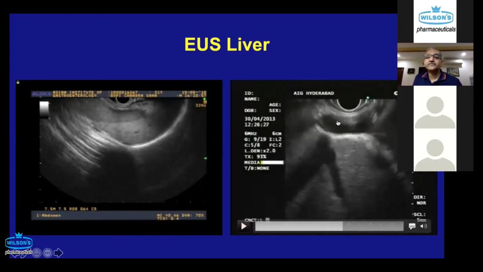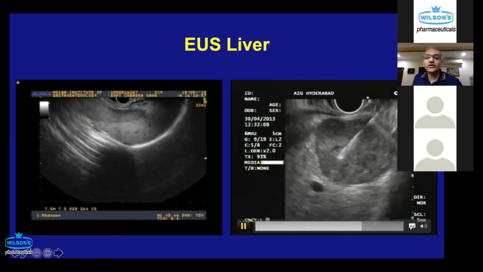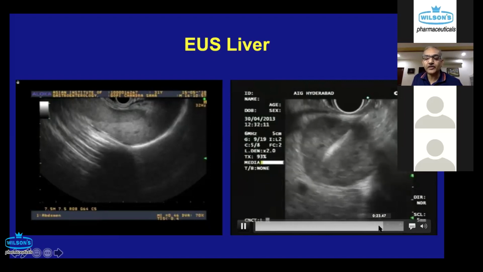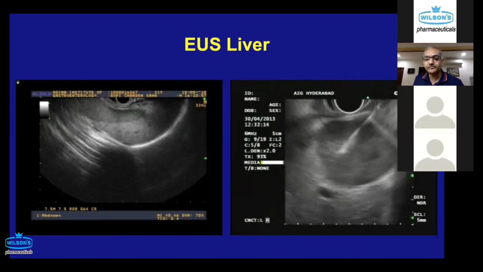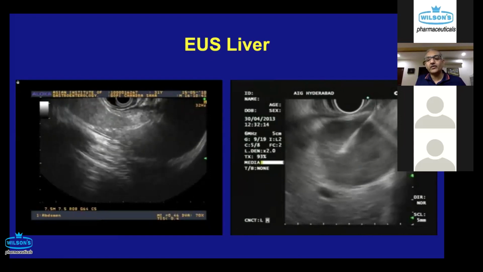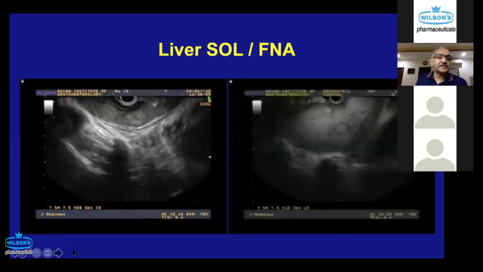So this is the IVC, the hepatic veins, the left and the middle hepatic vein, and very close to the IVC. The biopsy actually showed a paraganglioma. That's a different thing, and she underwent surgery to resect this tumor. But the liver is quite good for the anatomy of the portal vein, the hepatic veins, and the intrahepatic biliary radicals.